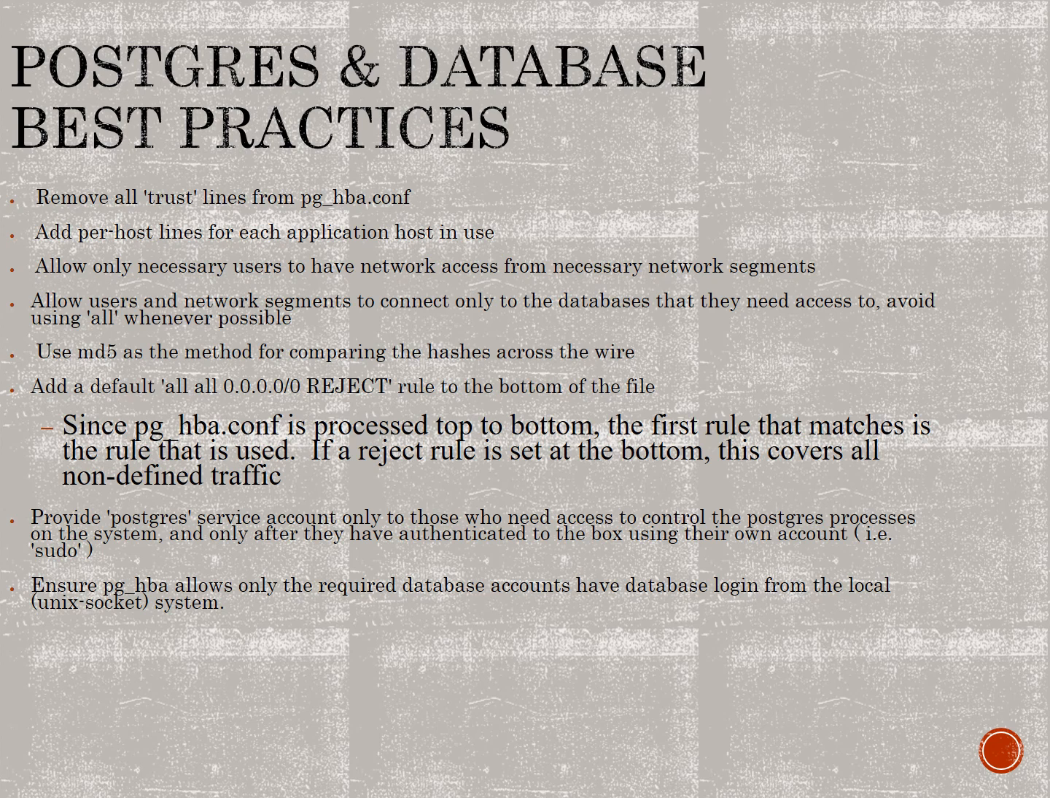Allowing users and network segments to connect only to the database that they need access to. Avoid using all whenever possible. Use MD5 as a method for comparing hashes across the wire. MD5 allows you to authenticate and hash your passwords. Add a default 0.0.0.0 reject rule at the bottom of the file. This will reject anything else that you don't want.